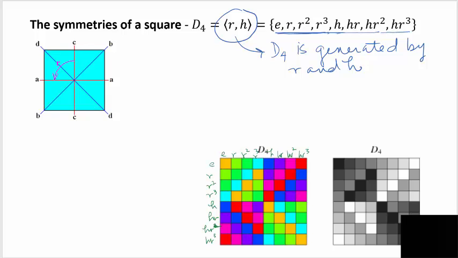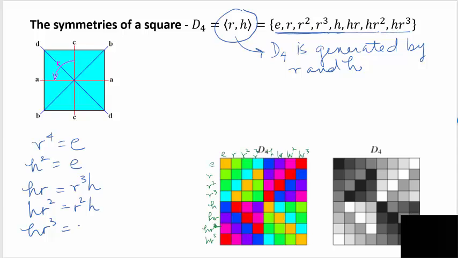Let's go over the calculation rules here. We know that R to the 4th is equal to E. That's very important. And we know that H squared is a reflection across a line, so if you do it twice, you're back to the identity. And then we need to know how to calculate powers like this. HR is equal to R cubed H. HR squared is equal to R squared H. And HR cubed is equal to RH.